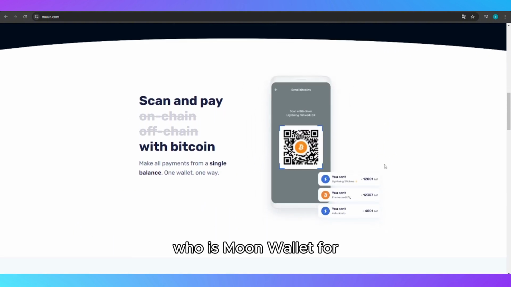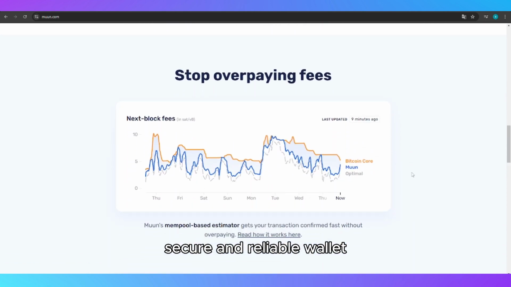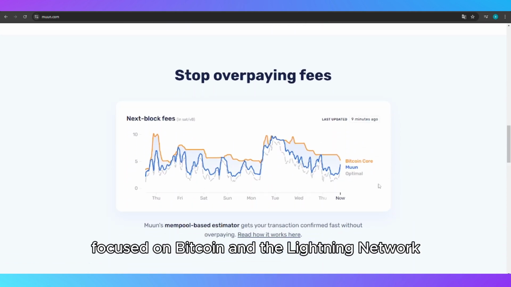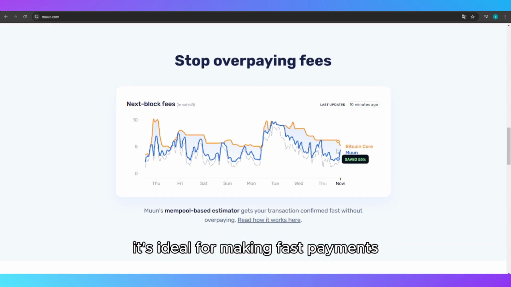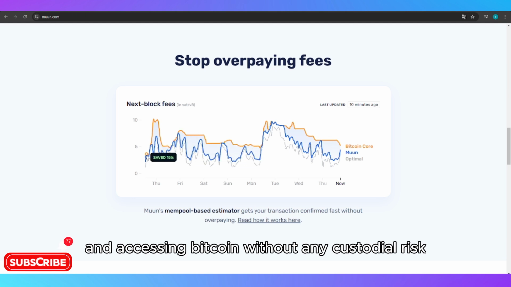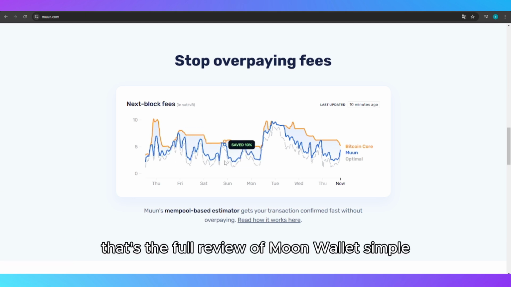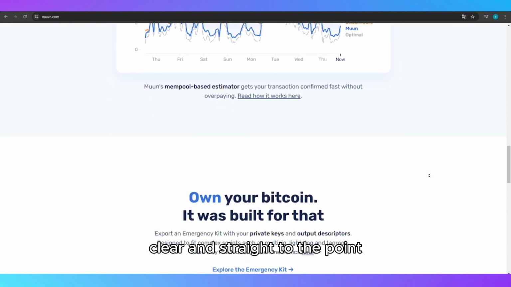Who is Muun Wallet for? It's perfect for users who want an intuitive, secure, and reliable wallet focused on Bitcoin and the Lightning network. It's ideal for making fast payments, reducing transaction fees, and accessing Bitcoin without any custodial risk. That's the full review of Muun Wallet. Simple, clear, and straight to the point.